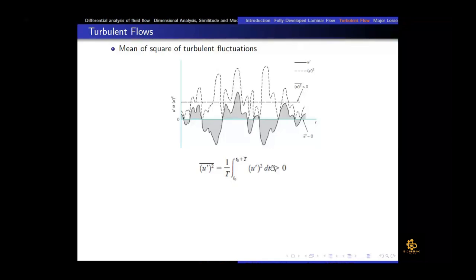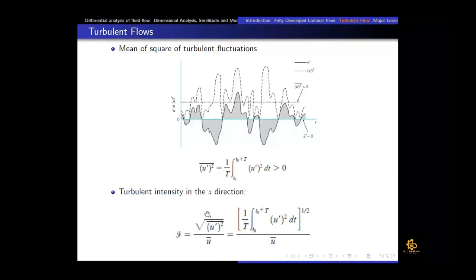So now we could have a non-zero value of fluctuation, and usually in statistics we use a term which is called root mean square. We take the square root of this average square of fluctuation, that is root mean square. And in turbulent flows, we call it turbulent intensity: the root mean square of fluctuation divided by the mean velocity in time. So that is called turbulent intensity.